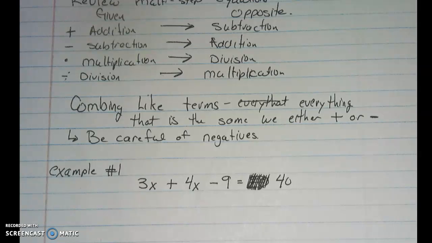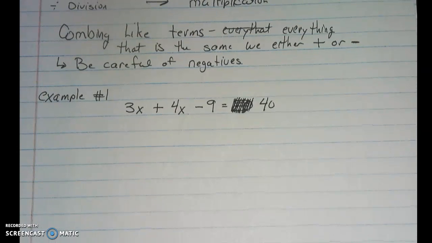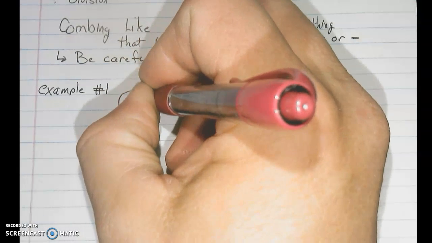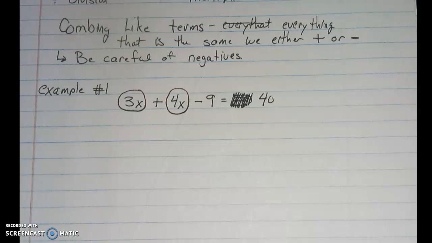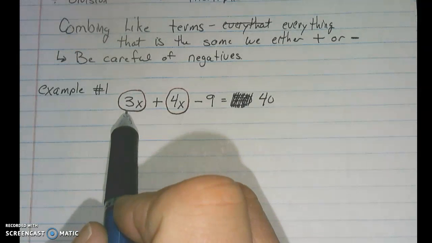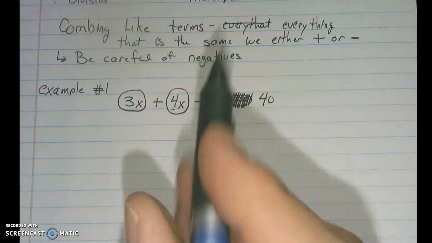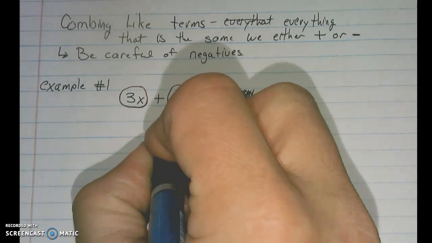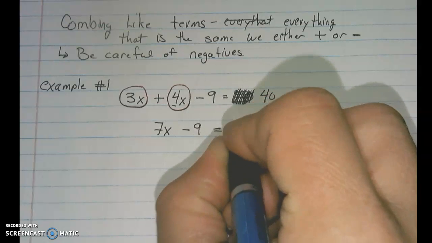So there's a couple ways we can do this, all right? One of the easiest ways that when I was taught was you're gonna come in here and you're just gonna circle all your x's, okay? You just look at them. And then I'm gonna know that that's a positive 3x and that's a positive 4x. So what's 3 plus 4? 7. So we're just going to put 7x minus 9 is equal to 40.